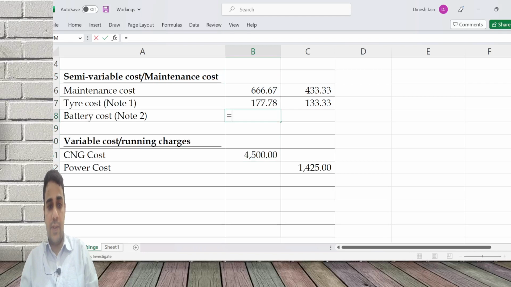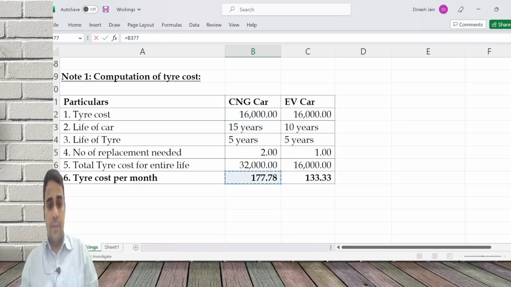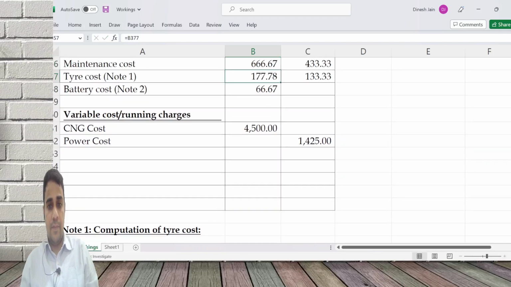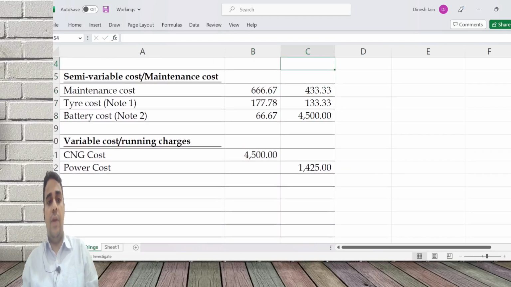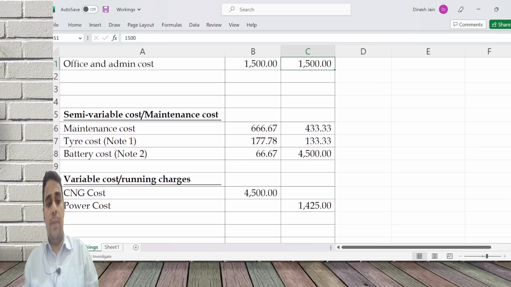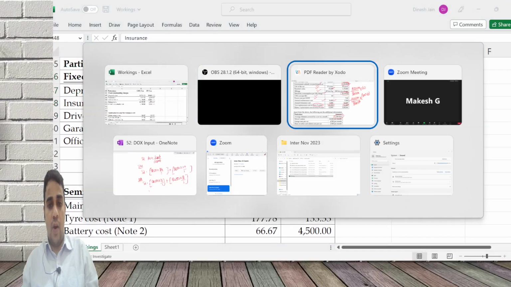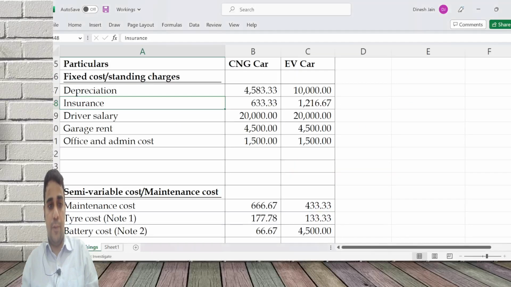So battery cost, so we'll add all fixed costs, we'll add all variable costs, we'll add semi-variable costs and put a final total. I think we have considered all costs. If anything is missed out, please let me know. Everything is a per month calculation.